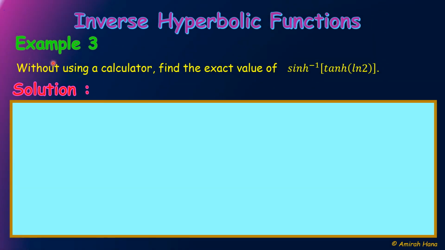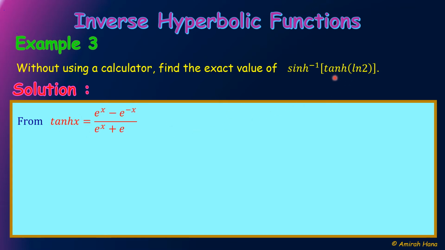Now we continue with example 3 on page 43, chapter 2 in your handout. Without using a calculator, find the exact value of inverse sinh tan ln 2. Without using a calculator here means we need to find this value using the definition of inverse hyperbolic function and the definition of hyperbolic function. First step, we need to find the function inside.